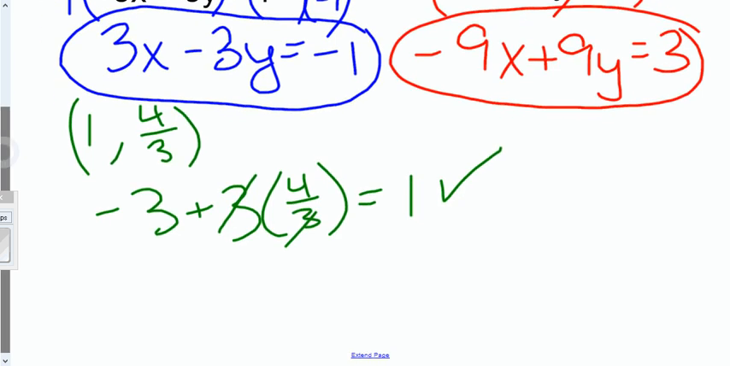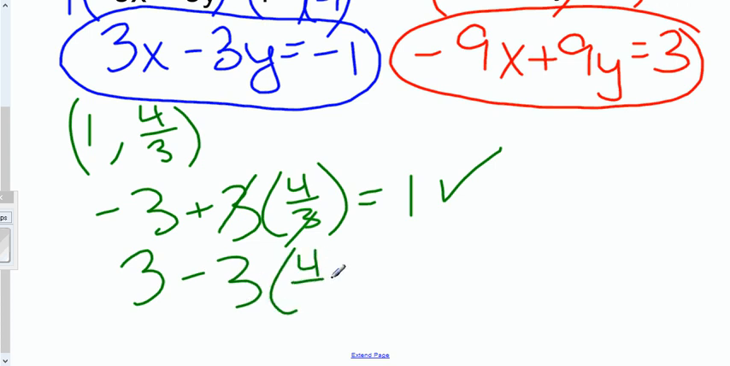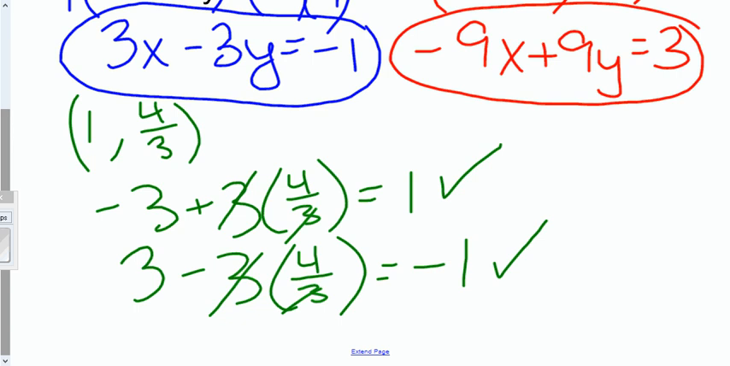Now if we plug 1, 4/3 into our 3x minus 3y equals -1, we're going to get 3 minus 3 times 4/3. Again, the 3's are going to cancel, so now we're going to have 3 minus 4 equals -1. That is certainly true as well. One more to check. If we plug 1, 4/3 in here, we're going to get negative 9 plus 9 times 4/3.